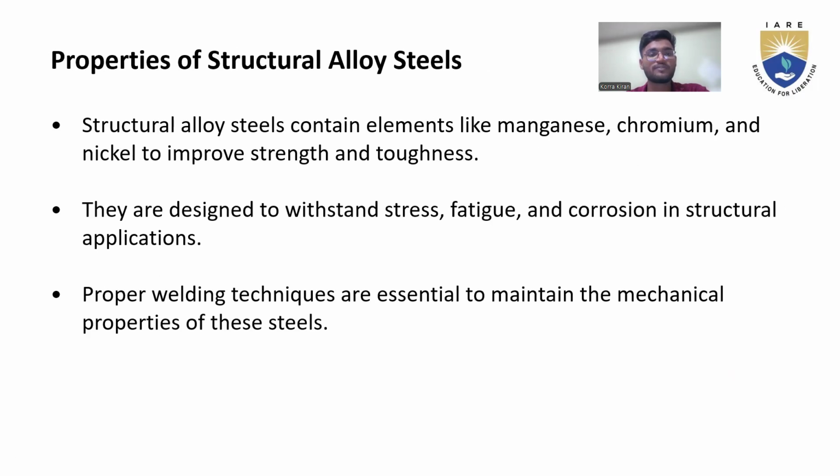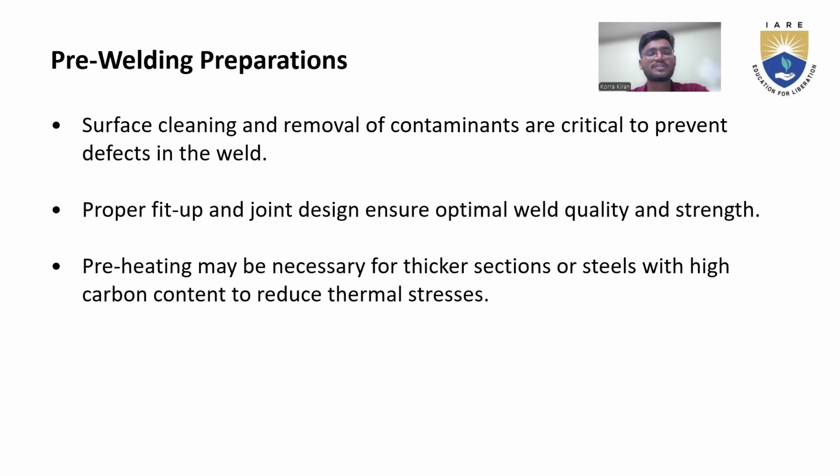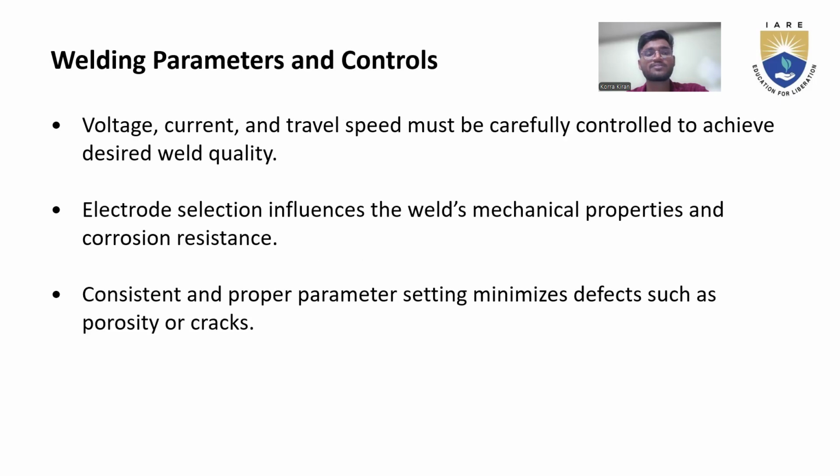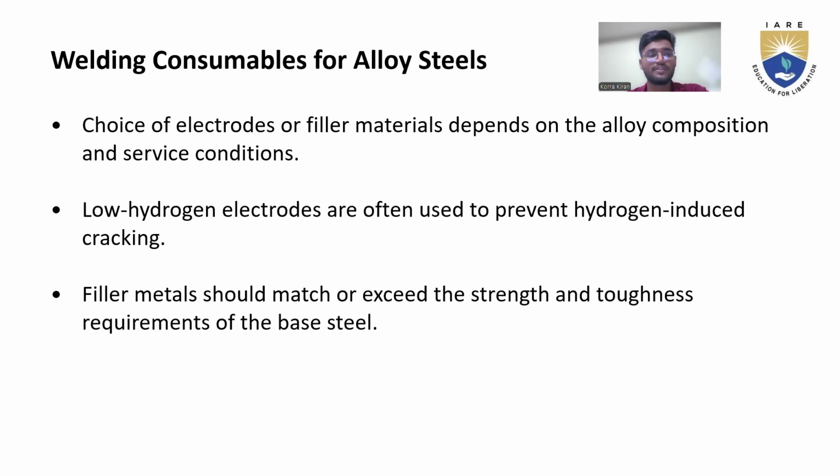At the same time, the properties of structural alloys come from elements like manganese, chromium and nickel. They provide strength and toughness. Pre-welding preparation means we need to clean the surface so there is no defect in the welding. The welding parameters are voltage, current and travel speed, which we discussed. Welding consumables for alloys include different electrodes, often used to prevent cracks.